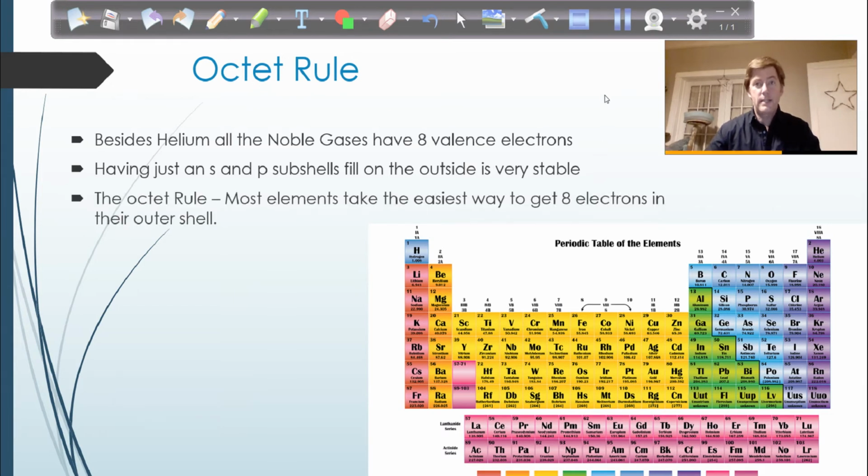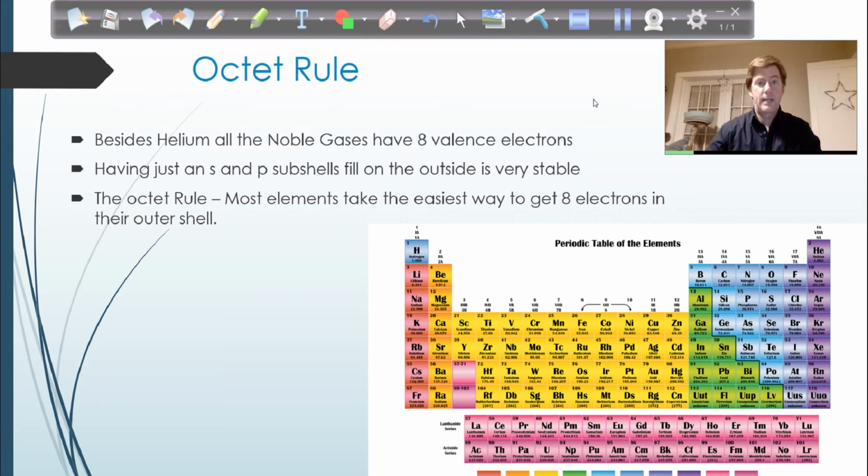So the octet rule, here's a good thing to know: most elements take the easiest way to get 8 electrons in their outer shell. So, trying to be like a noble gas, that's another way of thinking about this. And another way I like to think of it is that the elements try to be like the nearest noble gas to them. And that may be above them in atomic number, or maybe below them in atomic number.